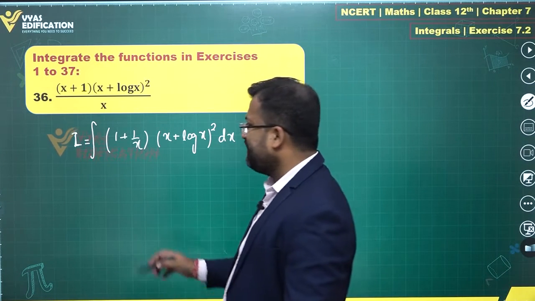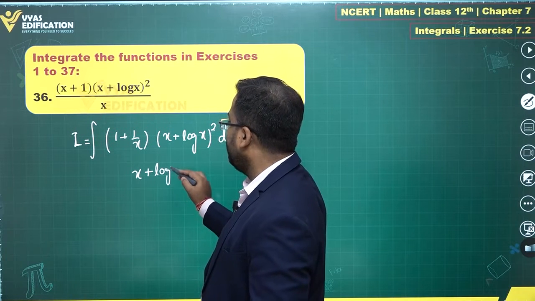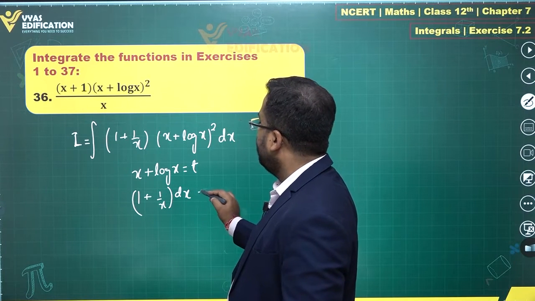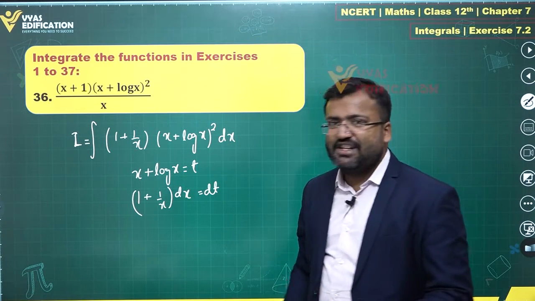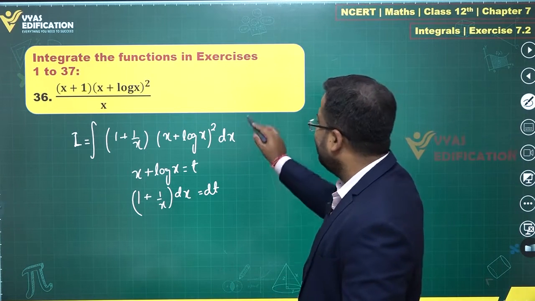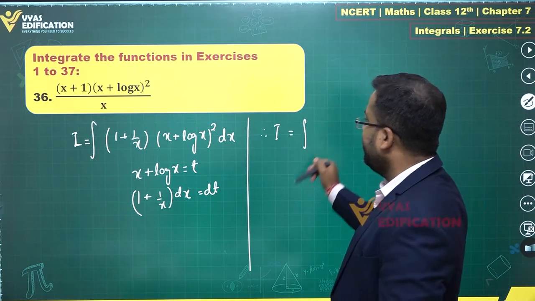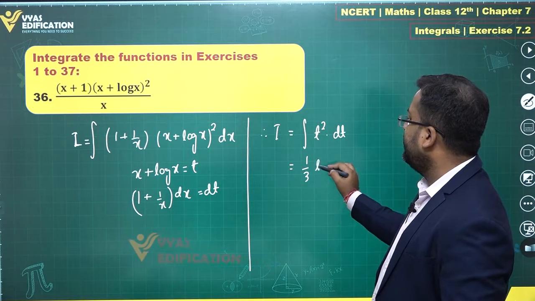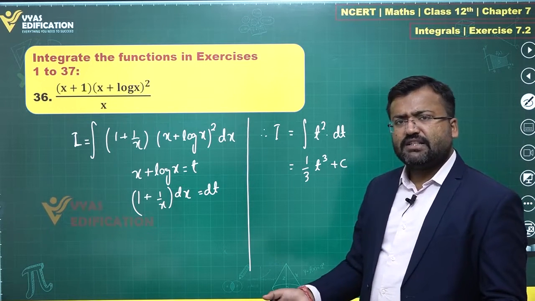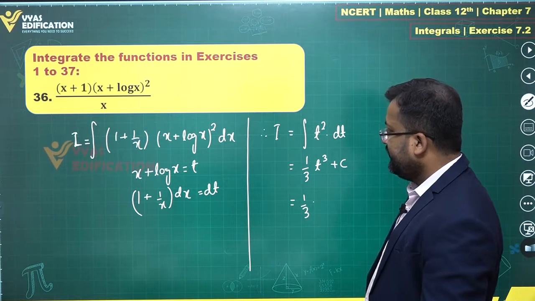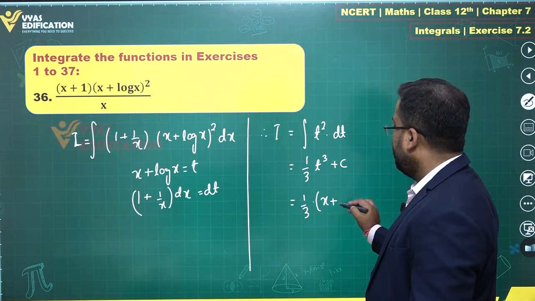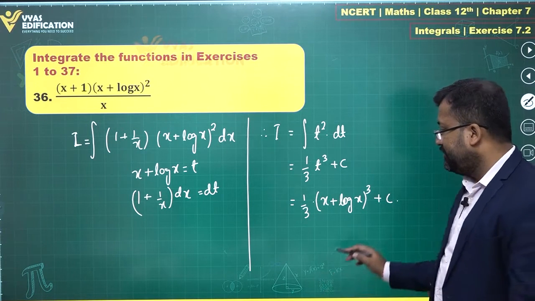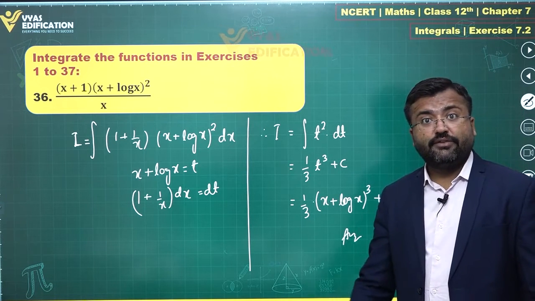And now you may be able to guess very easily that if I take x plus log x equals t, its derivative, which is 1 plus 1 upon x along with dx, will become dt. Yes, 1 plus 1 upon x times dx is dt, right? If you observe that, then I becomes equal to integral of t square dt. And this is 1 by 3 t power 3 plus c. That's it, right? T is x plus log x, power 3, plus constant. This is what you get. That is my required answer for this question over here.